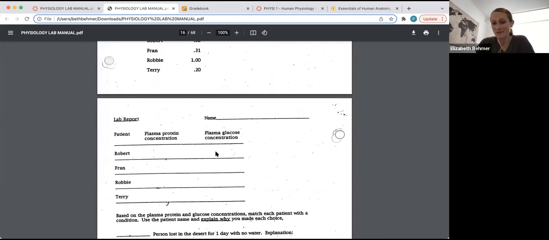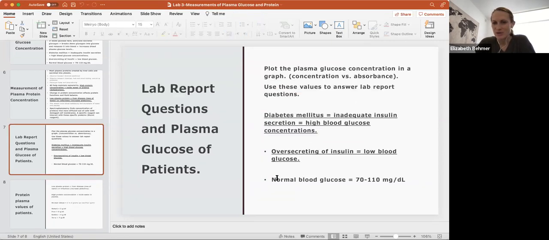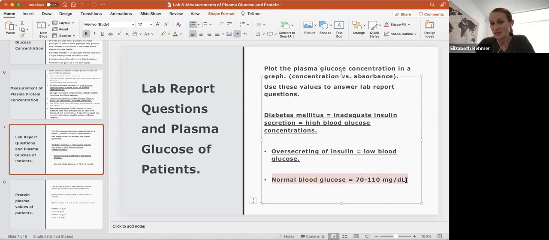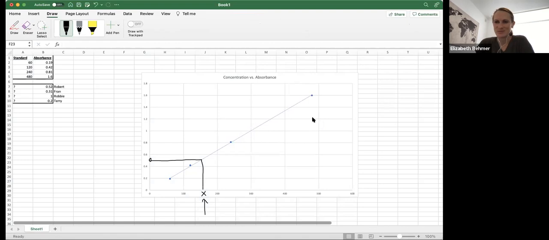That is 170. And you can use your PowerPoint again, as I show here. Normal blood glucose levels are between 70 and 110. If anyone is too high, they might be diabetic. Or if there's too much insulin, they might have a low blood glucose concentration. As we work through, you can use my graph if you want to, but it'll help if you make your own.